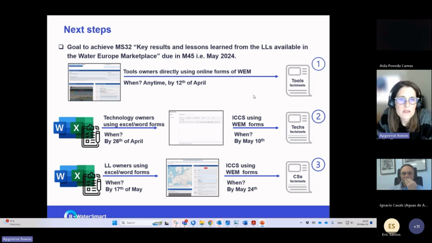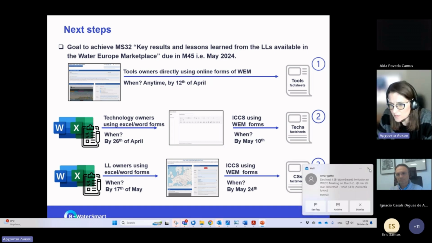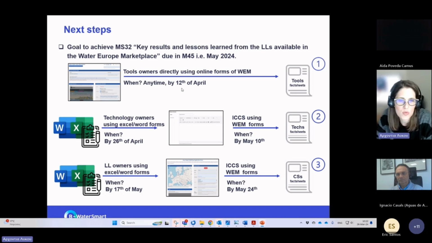So the tool fact sheet is something that can be done directly by the tool owners, directly using the online forms of the web. You are a registered user, so please use the forms to upload the material. This can be done anytime until May, where we have the milestone 32 that needs to be delivered, but it would be better to have it a bit earlier. I mean, let's say 12th of April, since the information is already there.